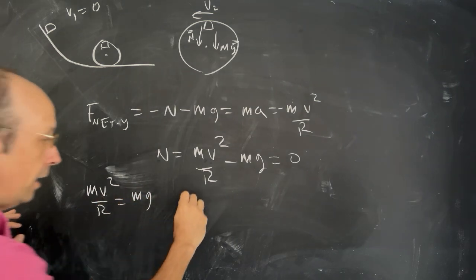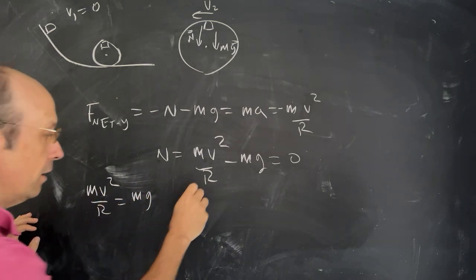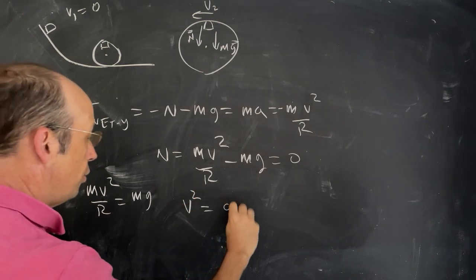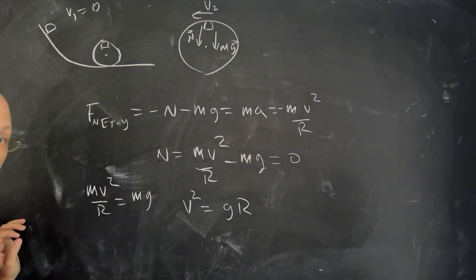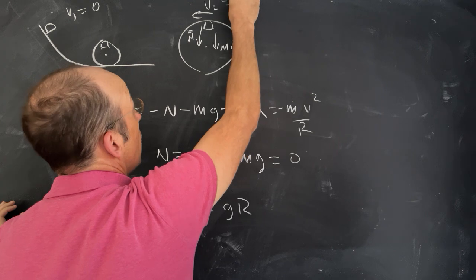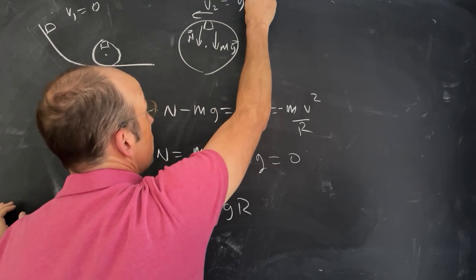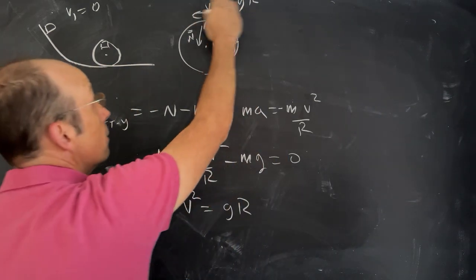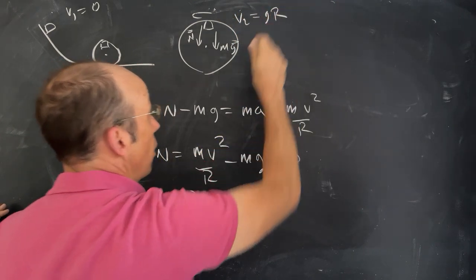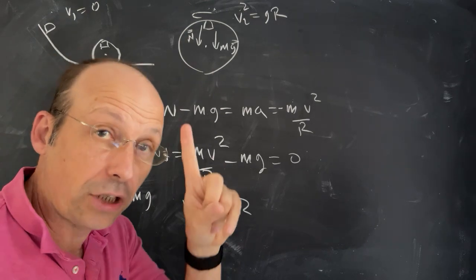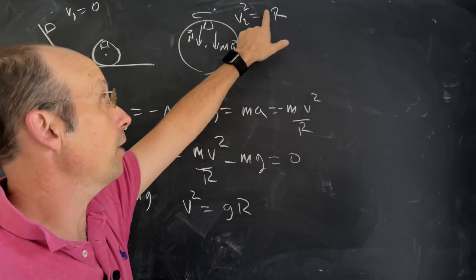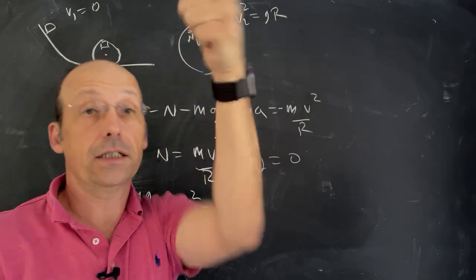And so the minimum velocity squared is going to be equal to g times r. That's it. So v2 squared is g times r. Let's check the units right here. This is in meters per second squared times meters. I get meters squared per second squared, which is the unit for velocity squared, so that's good.